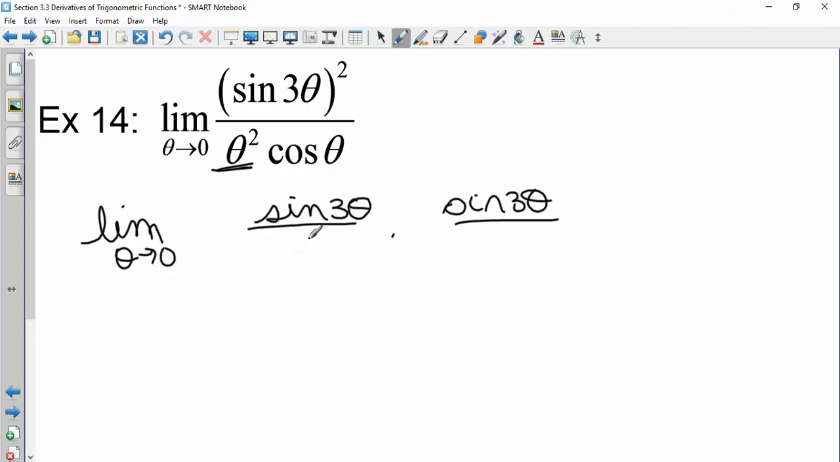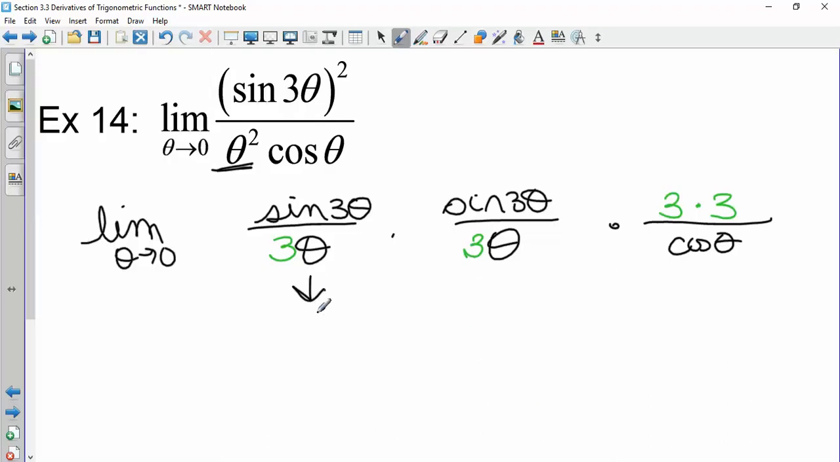Theta. We have 2 thetas, so you can put a theta underneath, and we still have a cosine theta there. All right. So this one needs a 3, so we have to put a 3 here. This one needs a 3, so I need another 3 up here. Right. So this goes to 1 times 1 times 9 over 1, and we get 9. So far, so good?